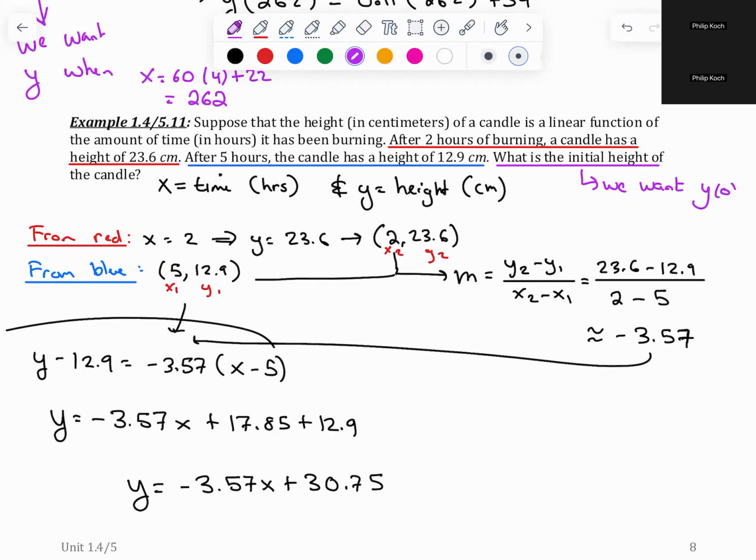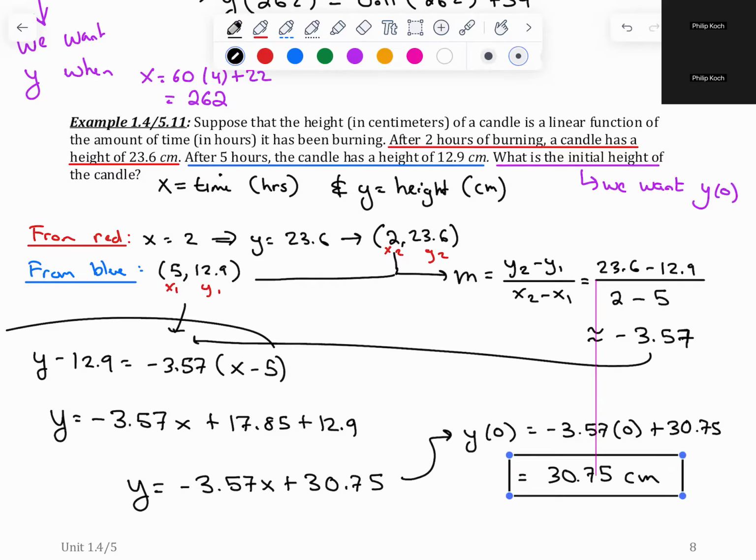y of 0. So, y of 0 would be negative 3.57 times 0 plus 30.75, which is equal to 30.75 centimeters. Though I don't need to include the centimeters because I already established what y was measured in from the very beginning. But if you didn't include that, that would be fine as long as you finish off with writing what the dimension is. Then it will be eventually clear from the context what x and y mean.